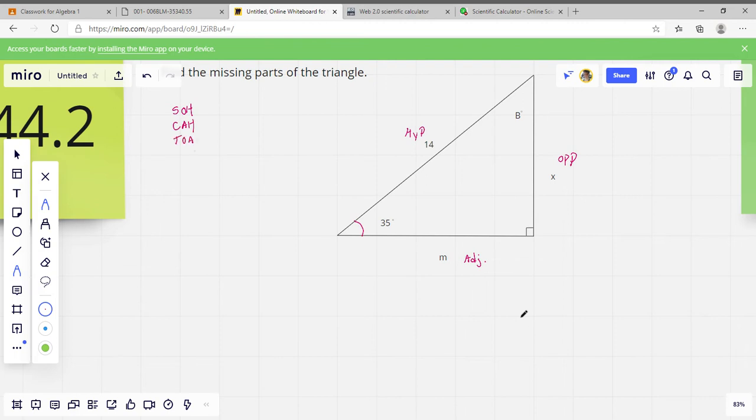All right, so our sine of 35 degrees is going to equal opposite over hypotenuse. Opposite is x. Let me erase that.